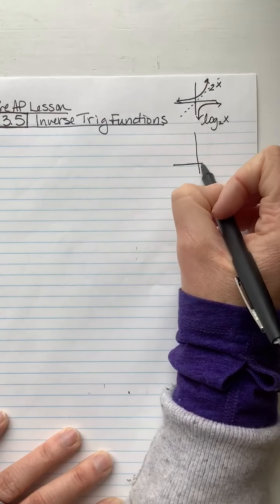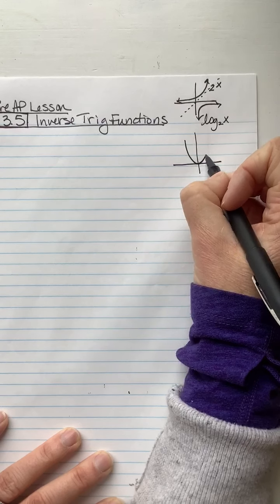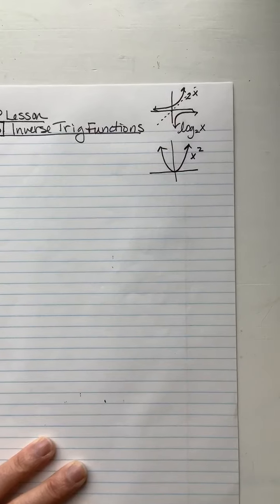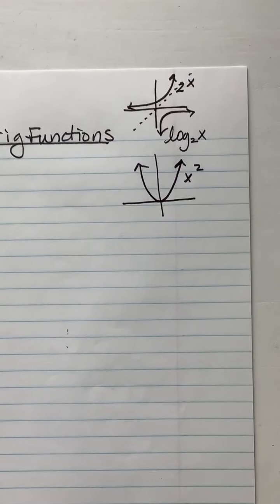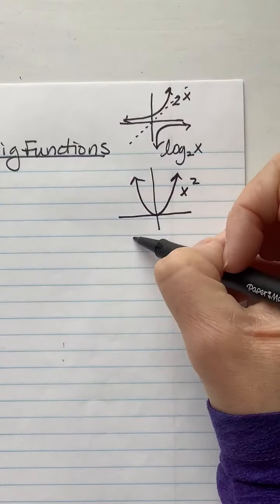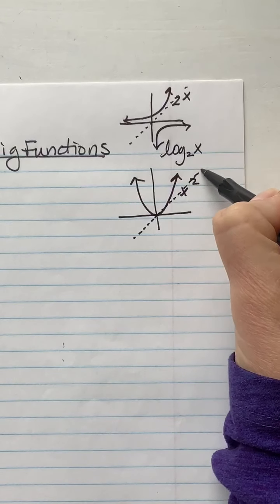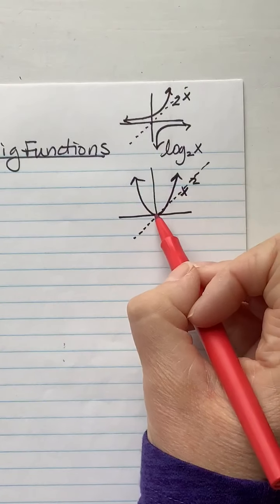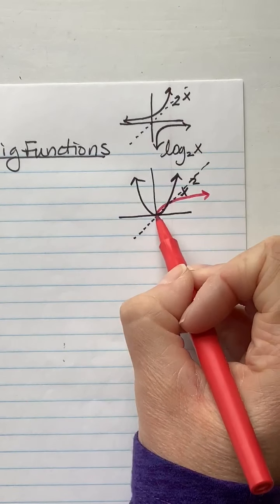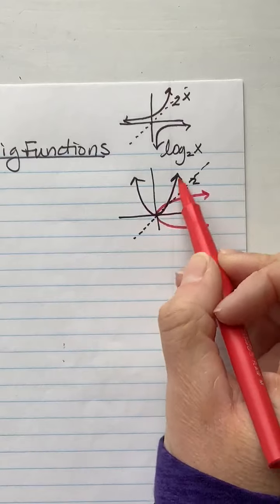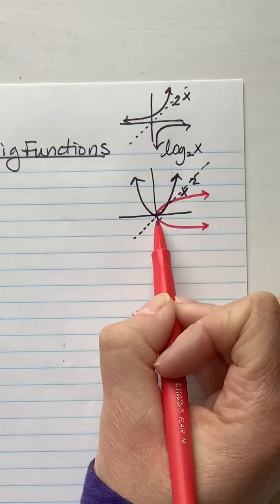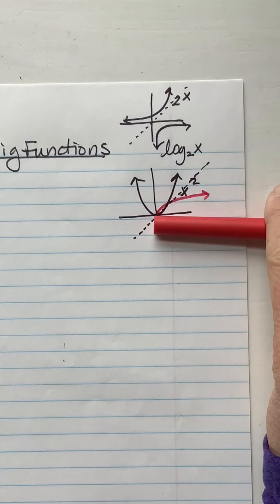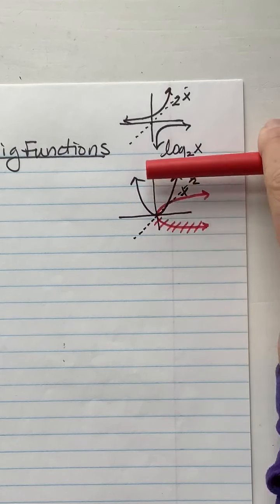Another memorable one would be quadratics. So here's x squared. And once again, if I reflect x squared over that line y equals x, I will end up with a sideways parabola. Inverse of up is right. And again, we restricted the domain so that we are only looking at one branch of that at a time.